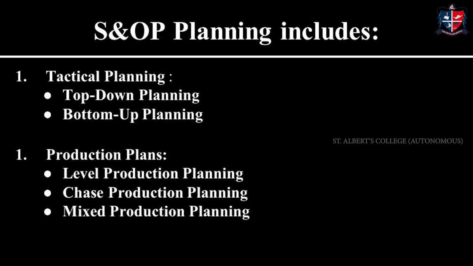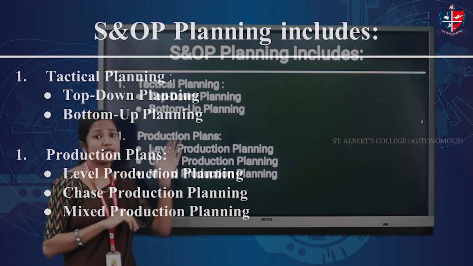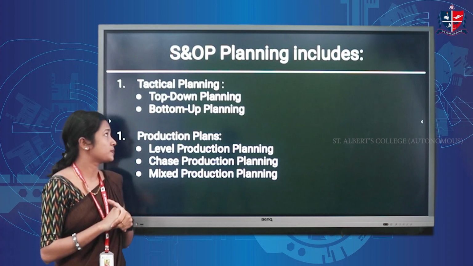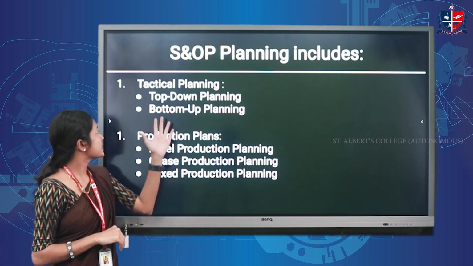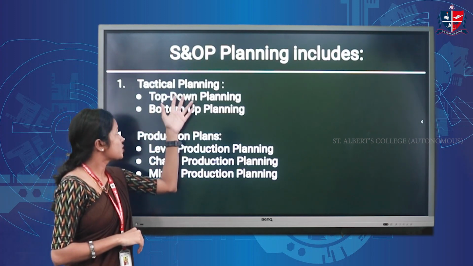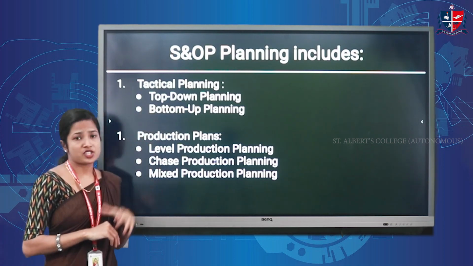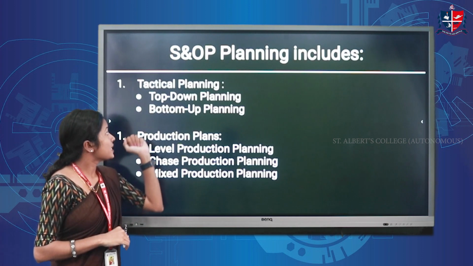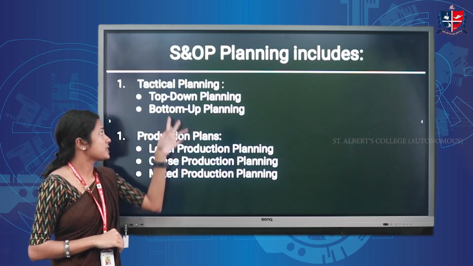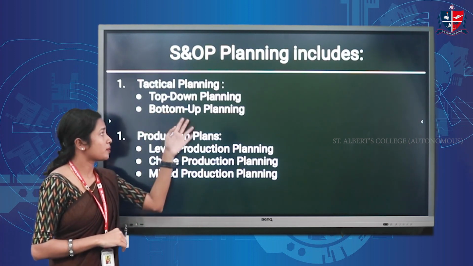Next, the types of sales and operations planning. We can categorize sales and operations planning into two. The first one is tactical planning, and the second one is the production plan. Under tactical planning, there are two types, top-down planning and bottom-up planning.